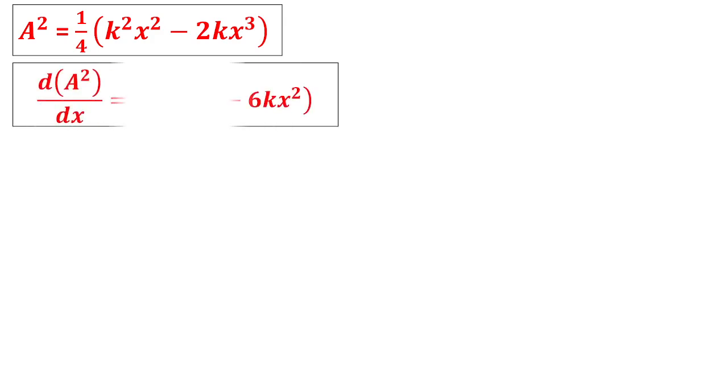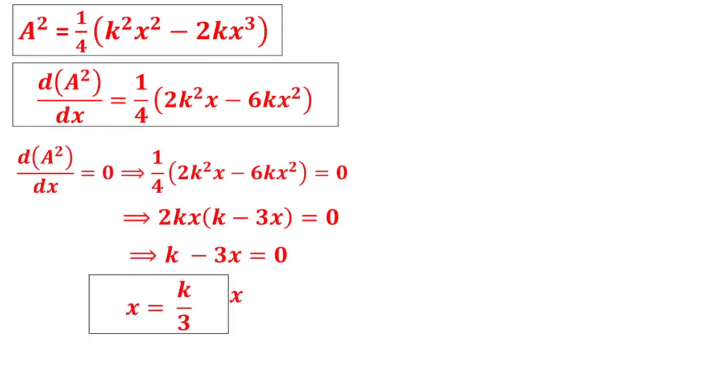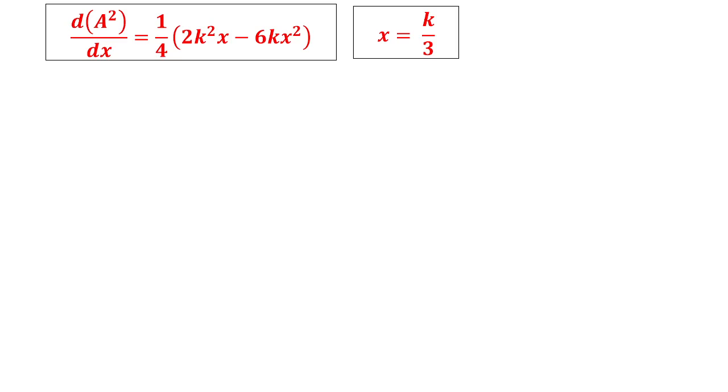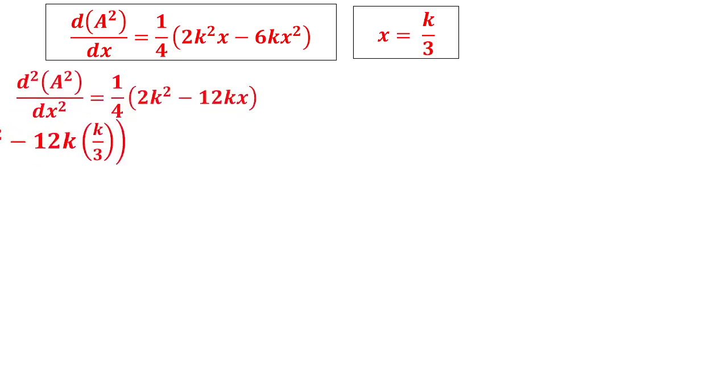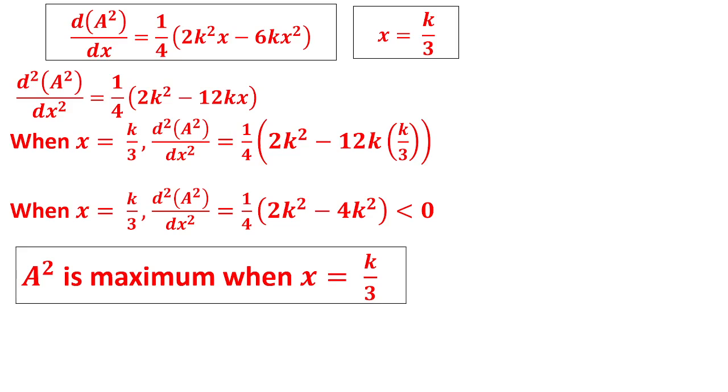Now I am finding its derivative and equating it to 0. I am getting k is equal to 3x, or x is equal to k by 3. Now I am finding the second derivative. In the second derivative, I am putting the value x is equal to k by 3. I am getting less than 0. Now there is no need to evaluate it fully. You have to simply show that it will go negative. Therefore it is a maximum when x is equal to k by 3.